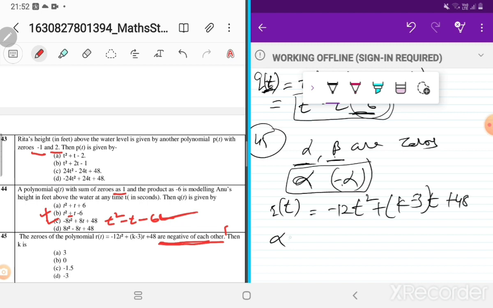If I am taking the sum of the roots, that means alpha plus beta. Beta is what? Minus alpha. I can write it like this. Now plus minus is minus, so alpha minus alpha, that is 0. So my sum is 0.